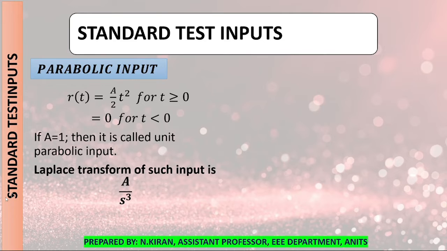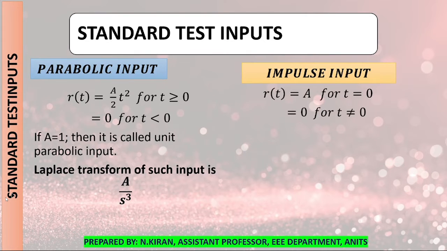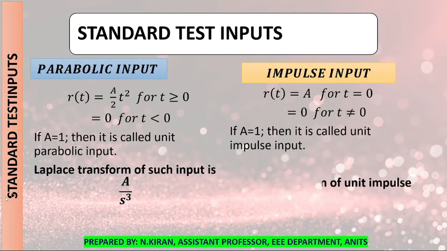And there is one more standard test input that we all are aware of, that is impulse input, and it can be defined as its value is 0 when t is not equal to 0, and its value is some constant A for t equal to 0. So when the A value is 1, we call this unit impulse input, and the Laplace transform of the unit impulse input is 1.